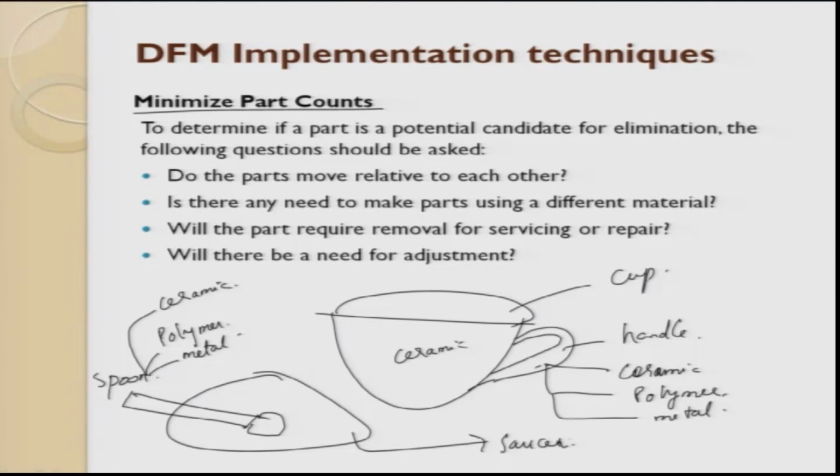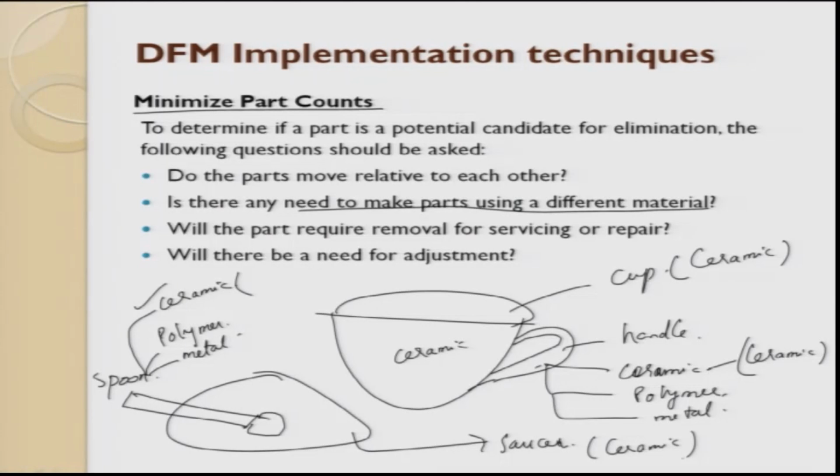Okay. Now, I would like to reduce the number of parts in this assembly. So, I ask the first question: do the parts move relative to each other? No, they do not move. Is there any need to make a part using a different material? If you are a very aesthetic-minded person, then we go for brass or something. But if you look for true functionality, does any part need a different material? No. The cup can be made out of ceramic, the handle can be made out of ceramic, the spoon can also be made out of ceramic, the saucer also can be made out of ceramic.